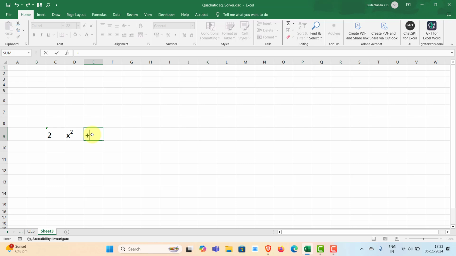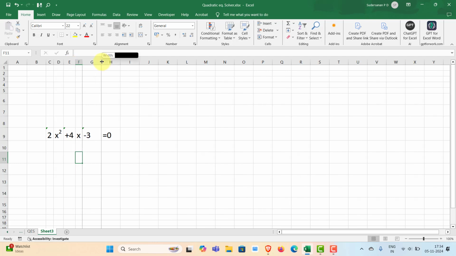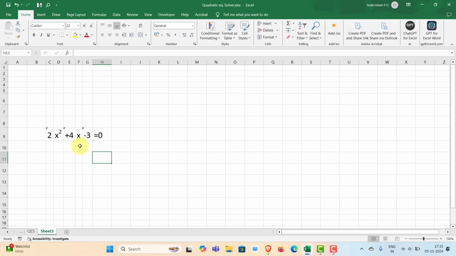2x² plus, to get the plus value, I'll put a single quote here so that this will be treated as text. While using the calculation, it will be converted into numbers. x minus 3, I'll use a single quote before, is equal to, so I need to again use a single quote here, equal to 0. So this is the equation 2x² + 4x − 3 = 0. So I can change the values here. This is your A, B and C.